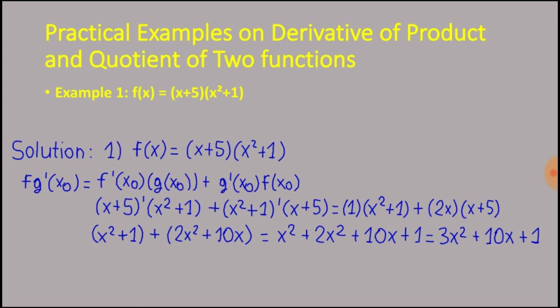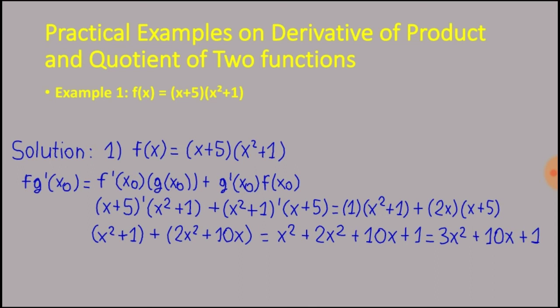On the practical examples, number 1, f of x equals x plus 5 times x squared plus 1. Let's differentiate it by using the product rule. F prime at x naught times g of x naught plus g prime at x naught times f of x naught. So x plus 5 prime times x squared plus 1, plus x squared plus 1 prime times x plus 5. The derivative of x plus 5 is 1, and the derivative of x squared plus 1 is 2x, times x plus 5.